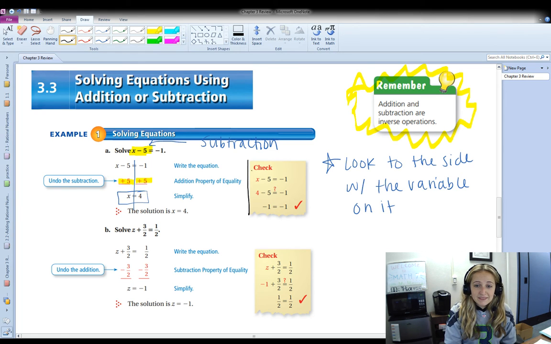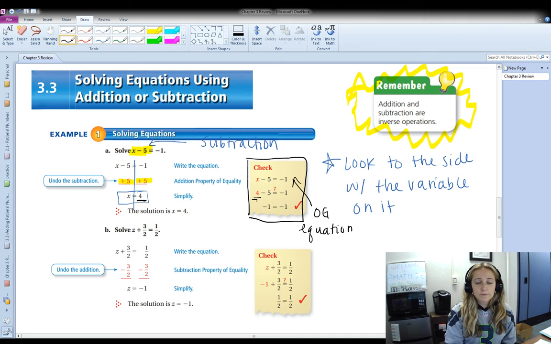Don't forget the check, okay? You start by writing the original equation, the OG equation. Then you plug in what you got x equals right here. So 4 and 4. Then you simplify it down to see if it actually equals what that right side does. If it does, you know your answer is right, okay?